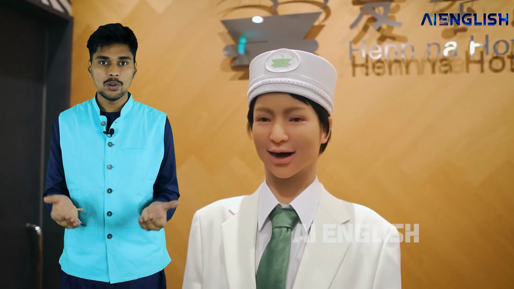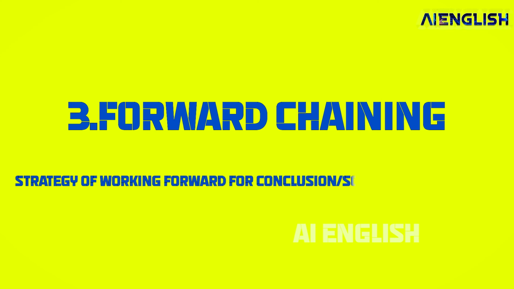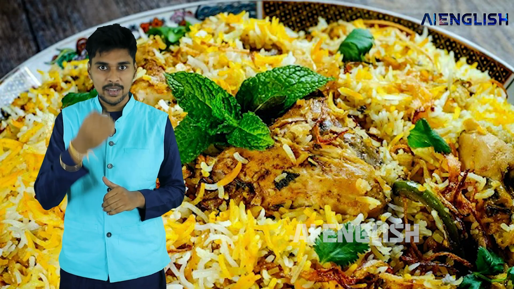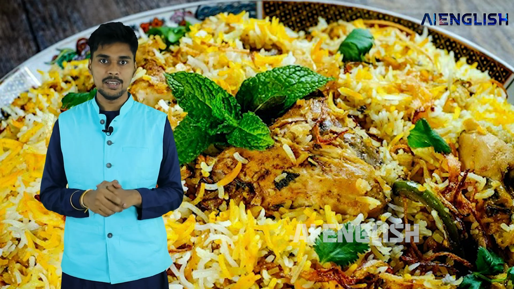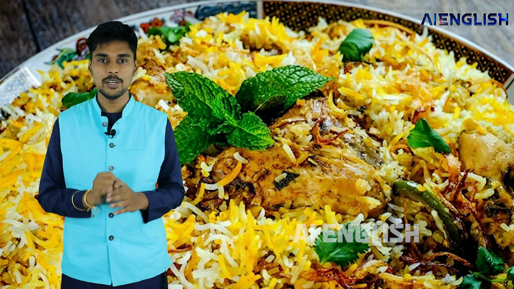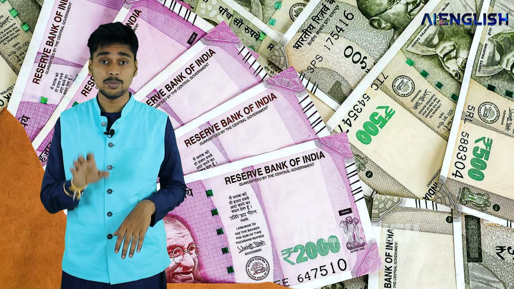And now the third terminology is forward chaining. Forward chaining is a strategy of working forward for the reason or cause of a problem. So from now onwards, I'm going to use chicken biryani as an example to understand the remaining terminology. Now in this forward chaining example, we need to prepare chicken biryani. That's our forward chaining thing. So for preparing chicken biryani, first what do we need to have? We need money, because today I think it's costing around 280 rupees per kg of chicken.